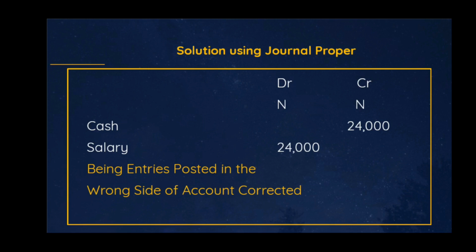That is all about the errors that do not affect the agreement of a trial balance. That is, all these errors, when they occur, the total of the trial balance will be equal, yet there are errors in the trial balance, and these are the various errors that may occur, and this is how we can correct them.